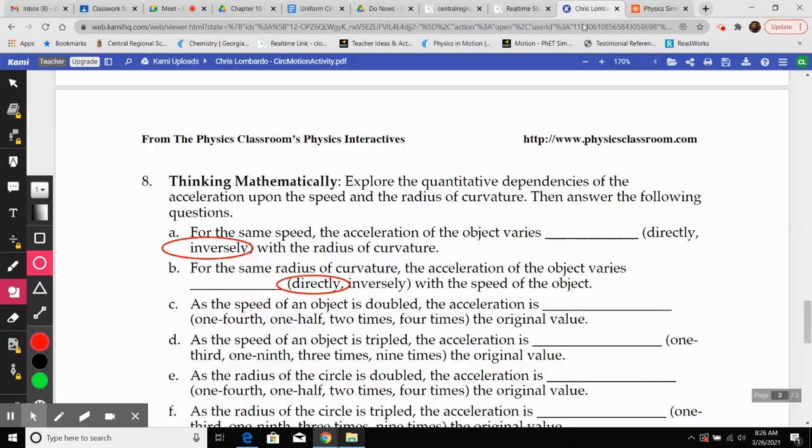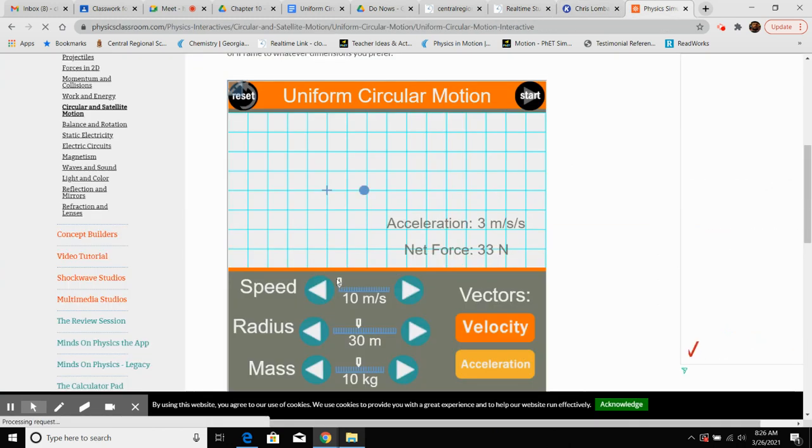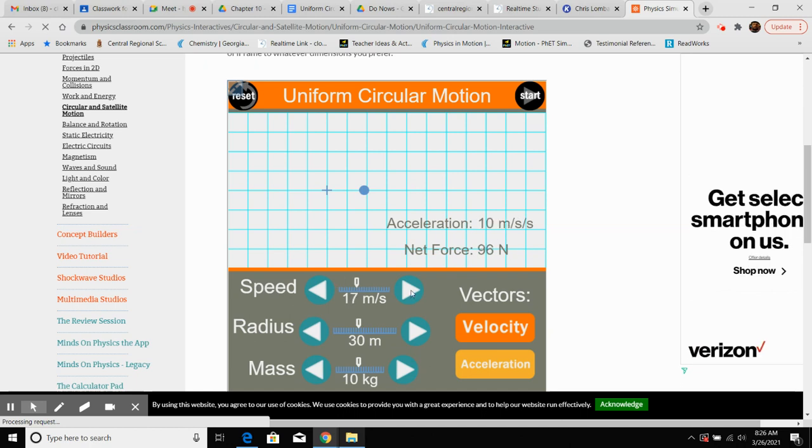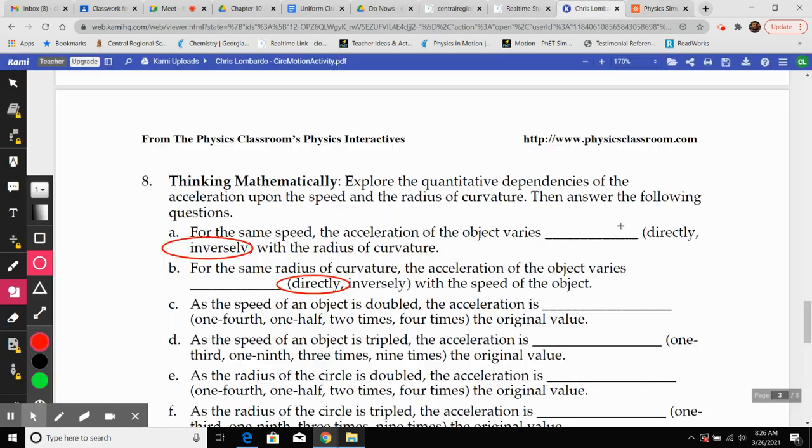So what do they ask us to do? Speed is doubled, what happens to the acceleration? We're going to change speed from 10 to 20, so we're doubling it. The acceleration at 10 was 3. What is it going to be at 20? 13. So what's 13 divided by 3? What's 12 divided by 3? 4. So it's a little bit over 4. Yeah, it was 4 times its original value.